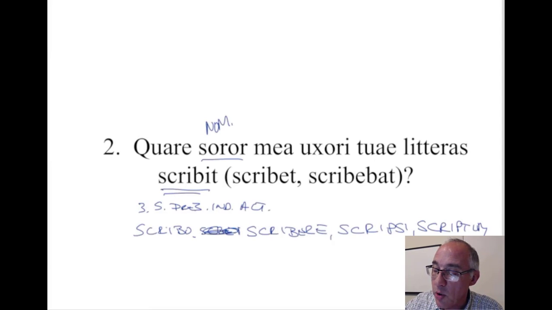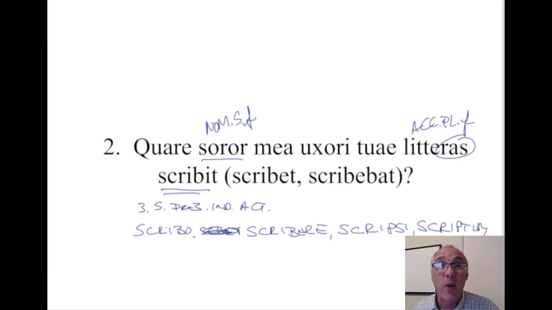Who is writing? Soror. And soror is nominative singular feminine. My sister is writing. And what is the direct object? We need to find something in the accusative. Litteras, accusative, plural, feminine, is writing a letter. Now, letter in Latin is plural, which may seem odd to you, but when you write a letter, our thought of a letter, you write letters. And so a Roman would say letters, you're writing a letter.